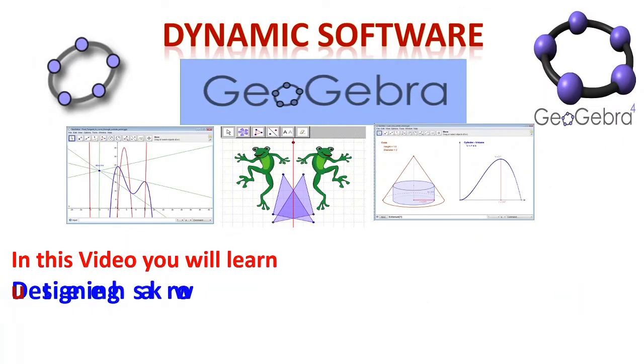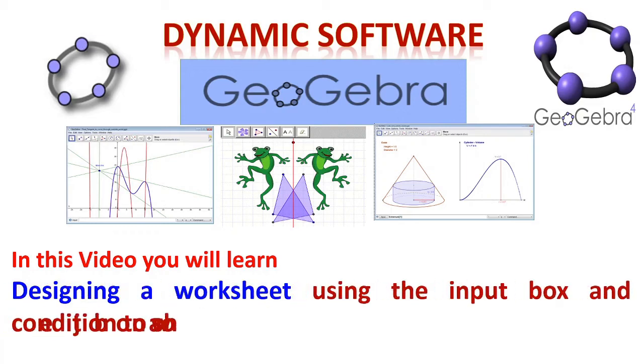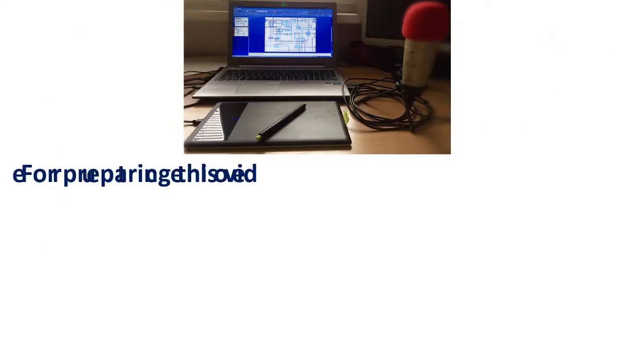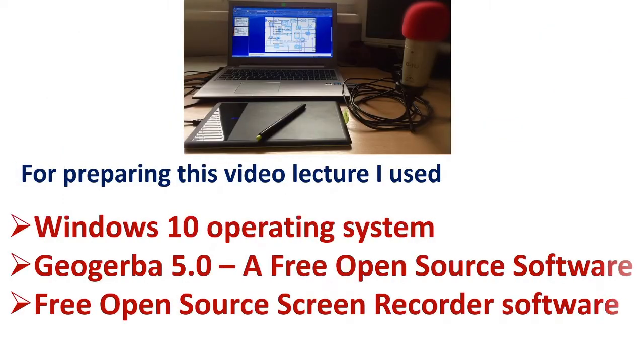In this video, you will learn designing a worksheet using the input box and condition to show an object options. For preparing this video lecture, I used Windows 10 operating system, a licensed version, GeoGebra 5.0, a free open source software, and free open source screen recorder software.